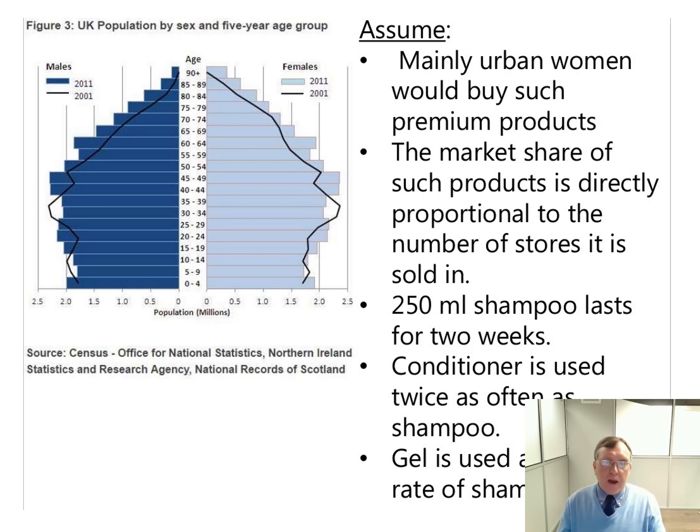250ml of shampoo lasts for about 2 weeks. So again, we can see how often people will come back and buy it from us. Conditioner is used twice as often, and gel is used at the same rate as shampoo. So there are some basic assumptions. Why? Because we need to know not only how many people are going to be buying this, but how often they are coming back for it.